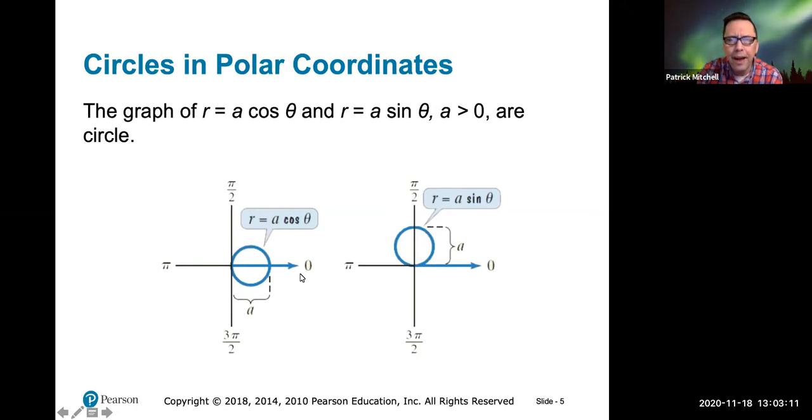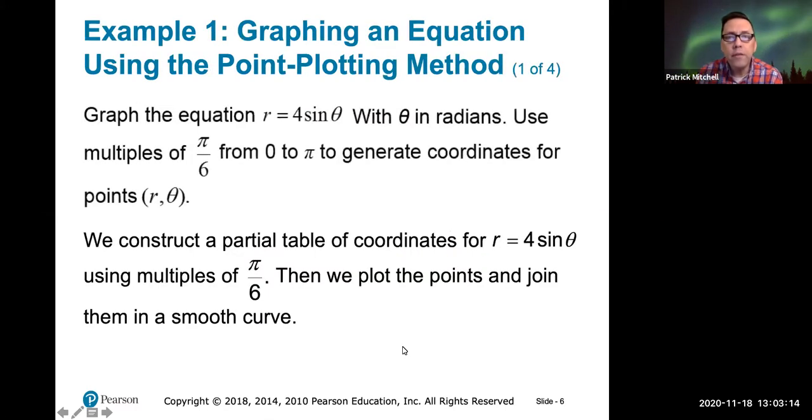All right, so for our first graphing example, let's graph the equation r equals 4 sine theta. When you graph a polar equation, theta is always going to be in radians. So we'll use the point plotting method, and we will use multiples of pi over 6 from 0 to pi to generate coordinates for the points. We'll construct a partial table of coordinates for this equation, and then we'll plot those points and join them in a smooth curve.